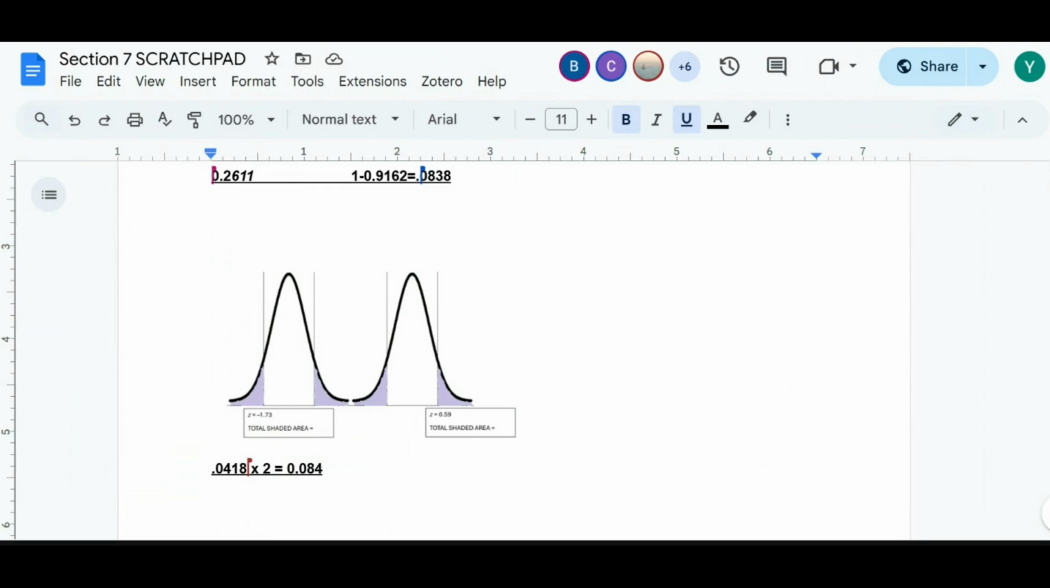I know you calculated a z that's positive, but in your mind, you can flip it to be negative. Therefore, what would be the total shaded area here? Show me your work. Okay, something times 2.